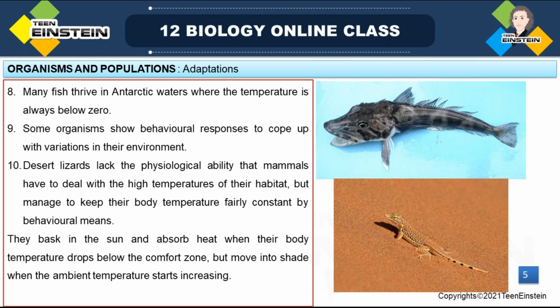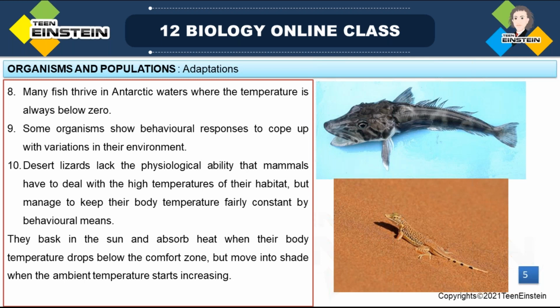So the body fluid contains antifreeze solutes, and with the presence of these antifreeze solutes, the body fluid is not freezing. So that organism is able to manage its body fluid without freezing. So they can survive below 0, the freezing temperature. Below 0 also they can survive.